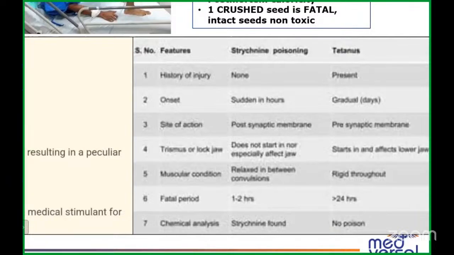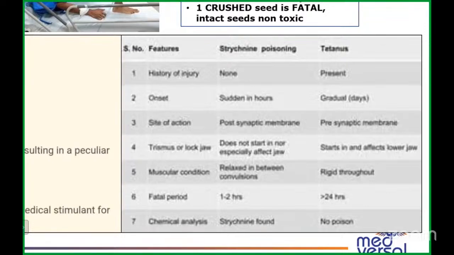The basic point of difference, which you need to remember, is tetanus is a presynaptic toxin, whereas strychnine is a postsynaptic toxin. So it just depends on the site of the neuromuscular junction where it's acting. Trismus or lockjaw is something which you find more in tetanus. Strychnine poisoning does not start with trismus. It can later have trismus, but in tetanus poisoning, you usually have a very early onset of trismus or lockjaw. The muscular contraction is another important difference.